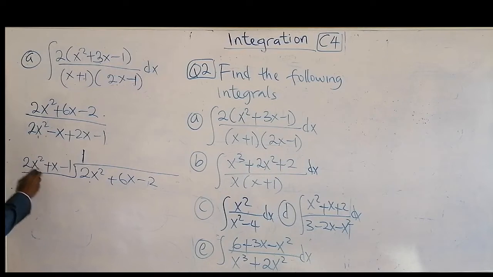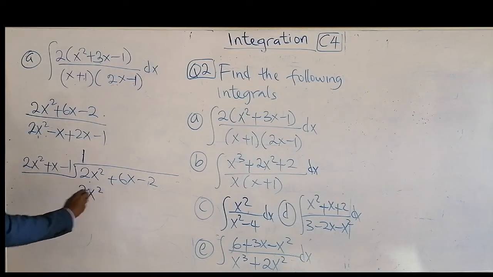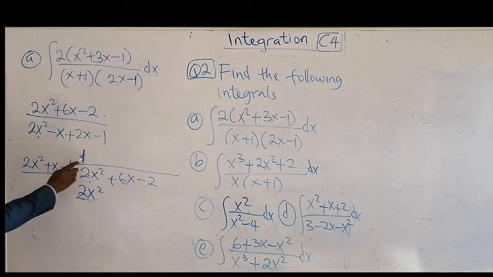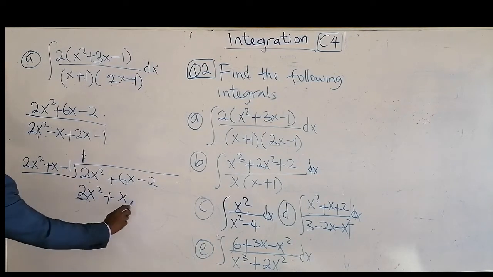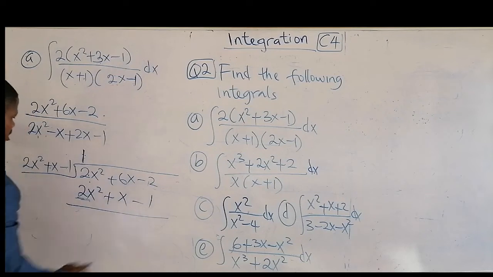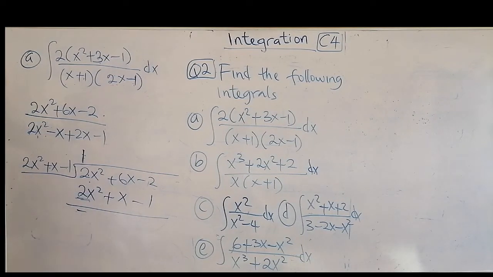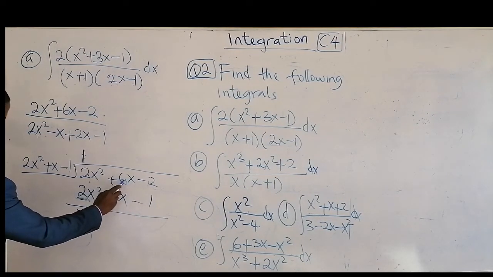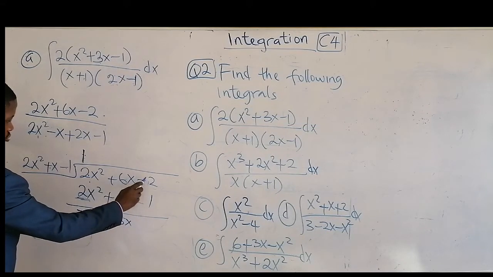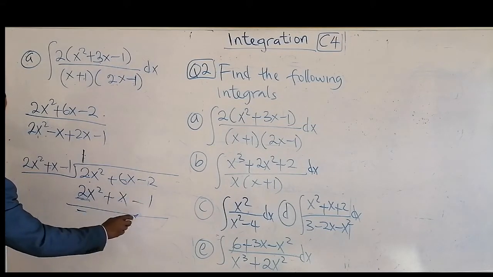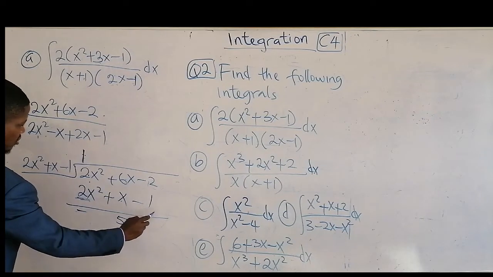So 1 times this one, that's a 2x squared. And that's what we want to achieve. We want to ensure that the first term here is the same as this one here. So 1 times this one, that's a plus x. 1 times minus 1, that's minus 1. Do your subtraction. So this will become 0. This will become 6x minus x, that's 5x, minus 2 minus 1. So that will be what? That will be minus 1.